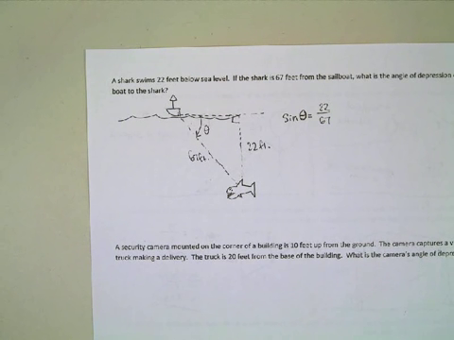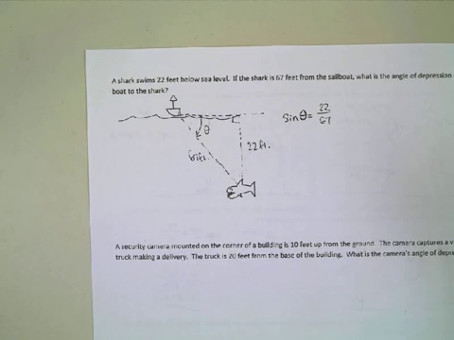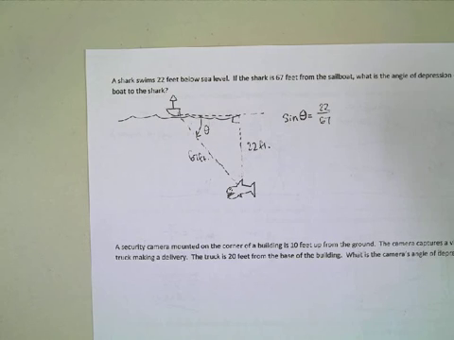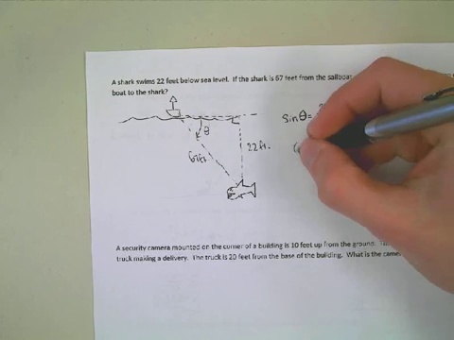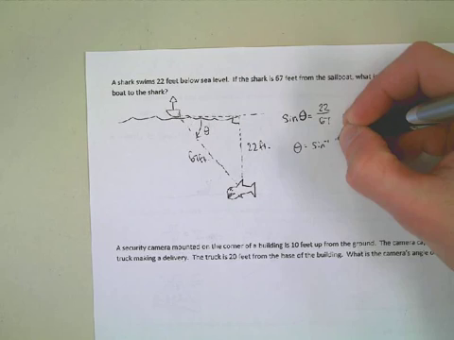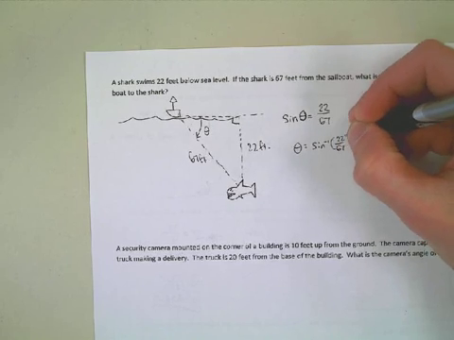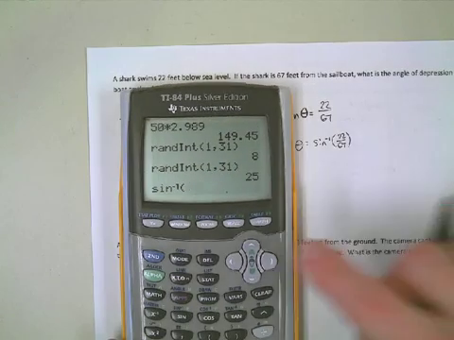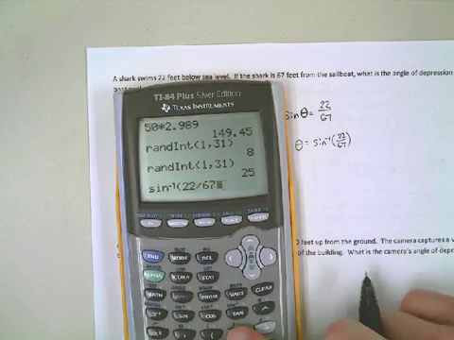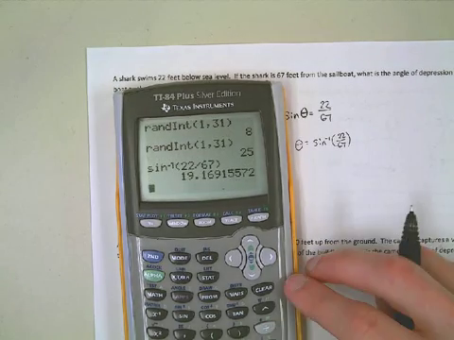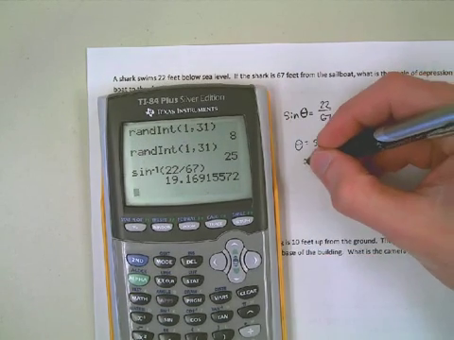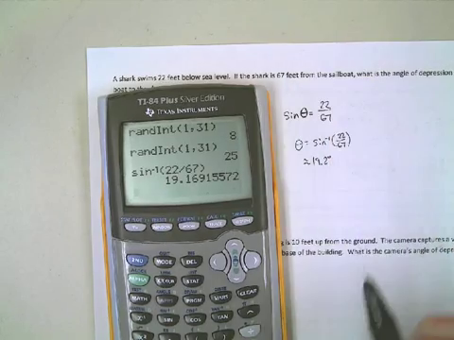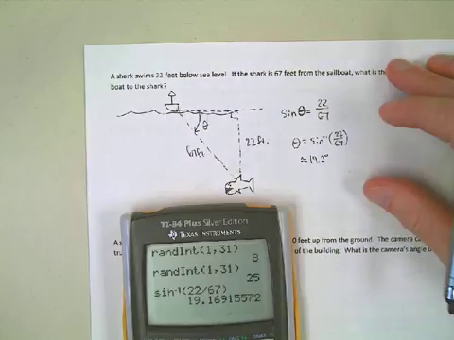And then how do we find theta? What do we need to type into our calculator? Sine inverse. So theta equals sine inverse of 22 over 67. We go to our calculators and type in second sine, the sine to the negative 1, 22 over 67. You hit enter, and you get about 19.2 degrees. So that's our angle of depression, 19.2 degrees, how much you have to look down to see that shark. And that's your answer.